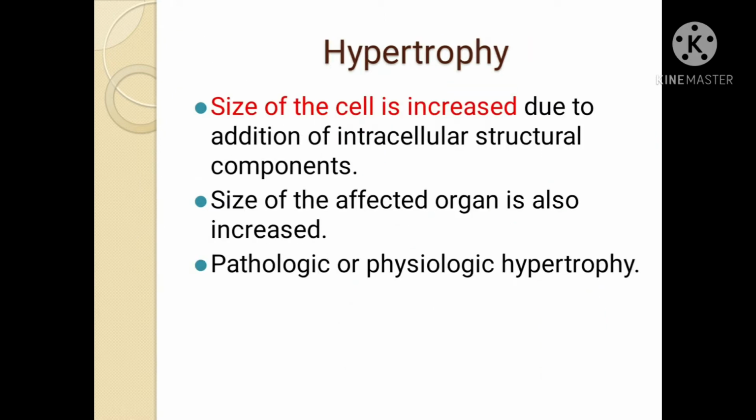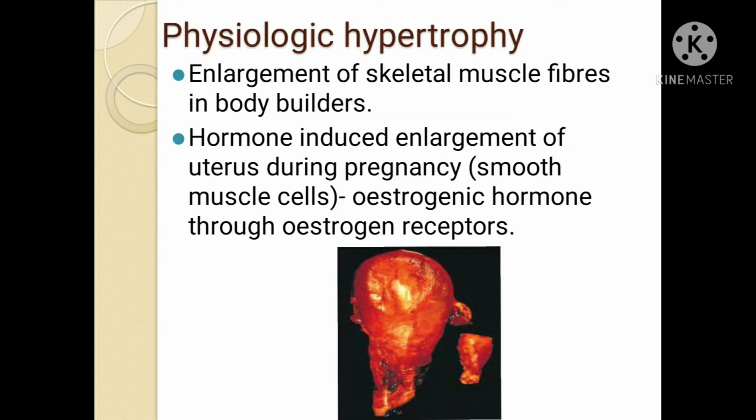First, let's deal with hypertrophy. Here, the size of the cell is increased due to addition of intracellular structural components. Therefore, the size of the affected organ is also increased. Hypertrophy may be pathologic or physiologic. An example of physiologic hypertrophy is enlargement of skeletal muscle fibers in bodybuilders, for example, the enlargement of biceps muscles in bodybuilders. Another is the hormone-induced enlargement of the uterus during pregnancy by the estrogenic hormone through the estrogen receptors.